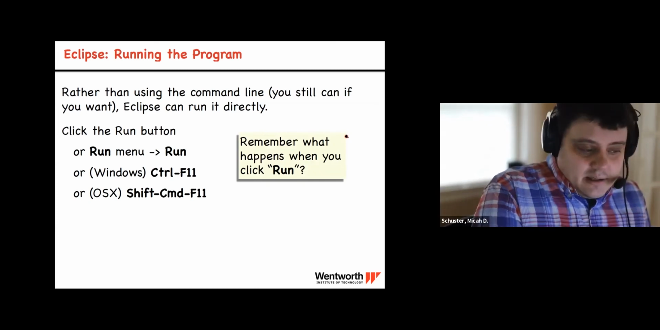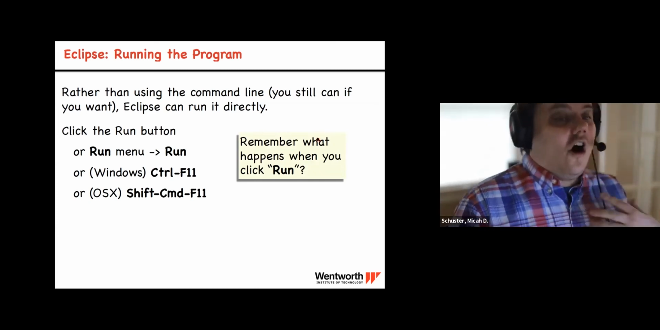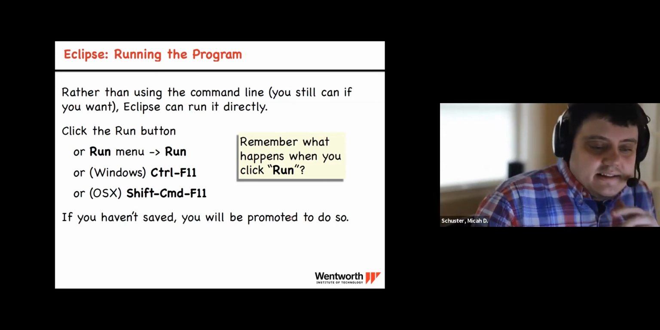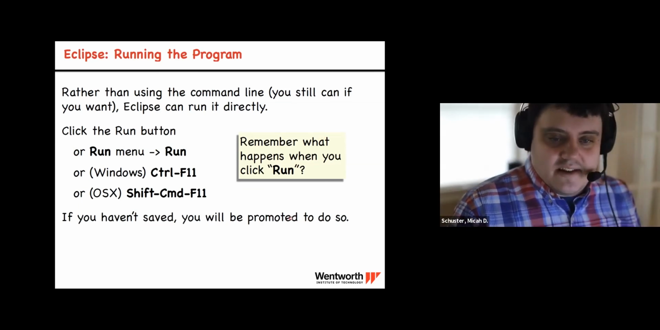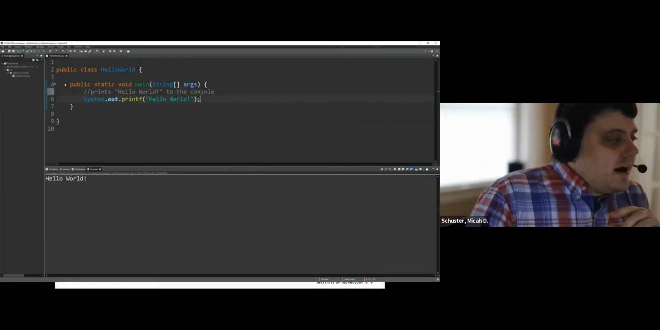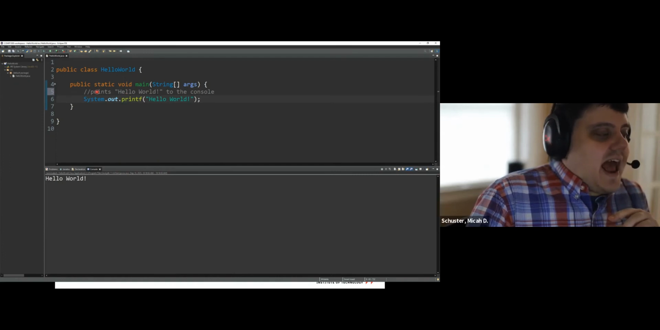All right, and then we talked about this. What happens when you click run? There's all sorts of stuff that happens behind the scenes. Let's say you try to run the program and you haven't saved yet. You haven't done a Control S or a file save. Right now, I haven't saved the program since I added this comment.